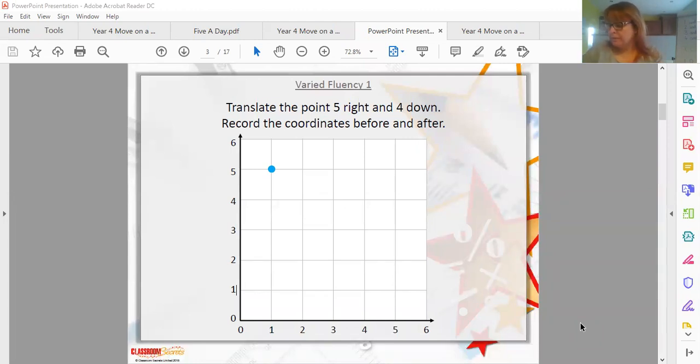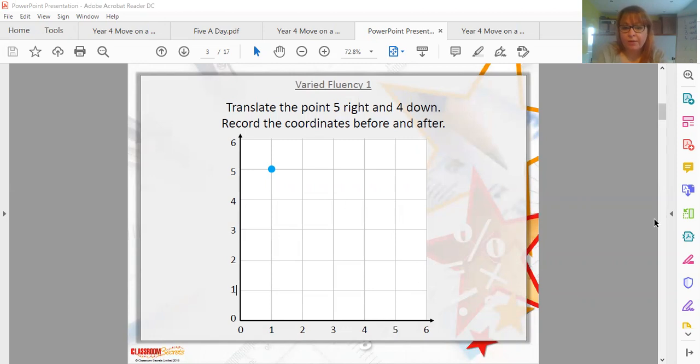So bearing that in mind, what I need you to do is read this coordinate. So 1, 5. It says translate the point 5 right. 1, 2, 3, 4, 5. So you're staying on the same line. You are staying on the same line for that. And then you're going down 4. 1, 2, 3, 4 to see where it ends up. Can you tell me what that coordinate would be? That's right. It would be 6, 1.